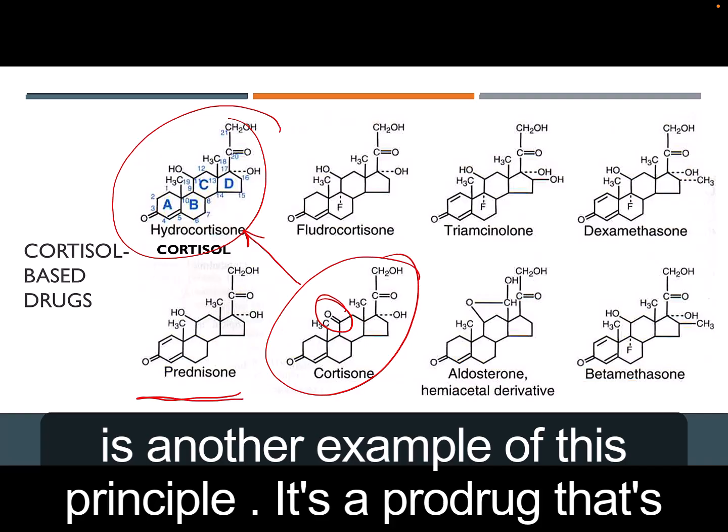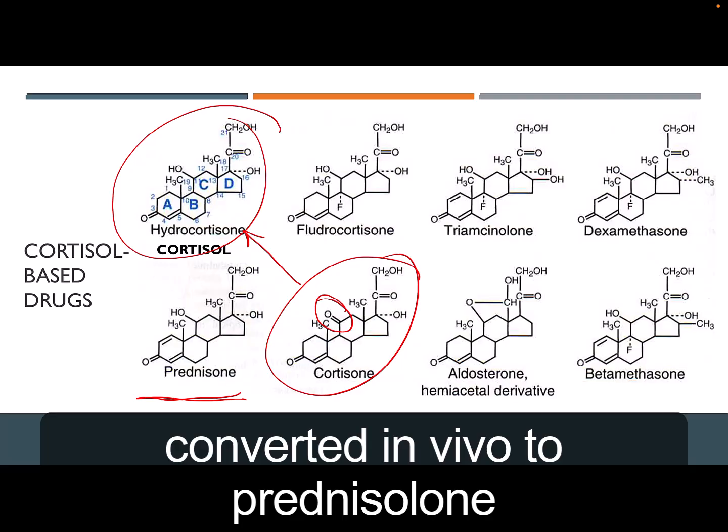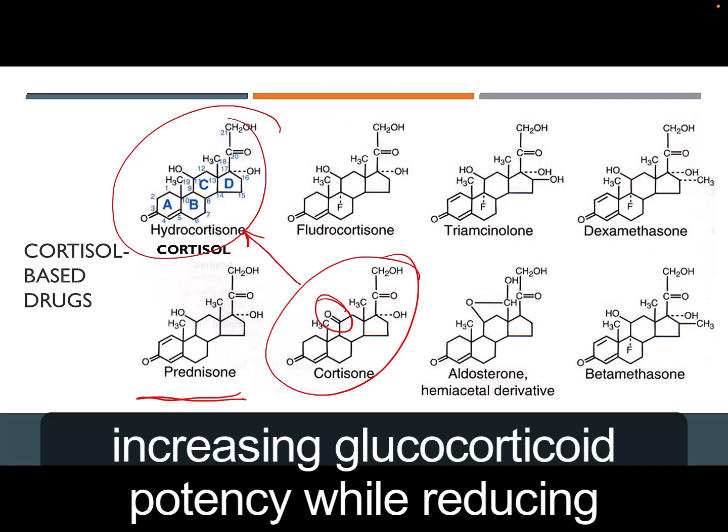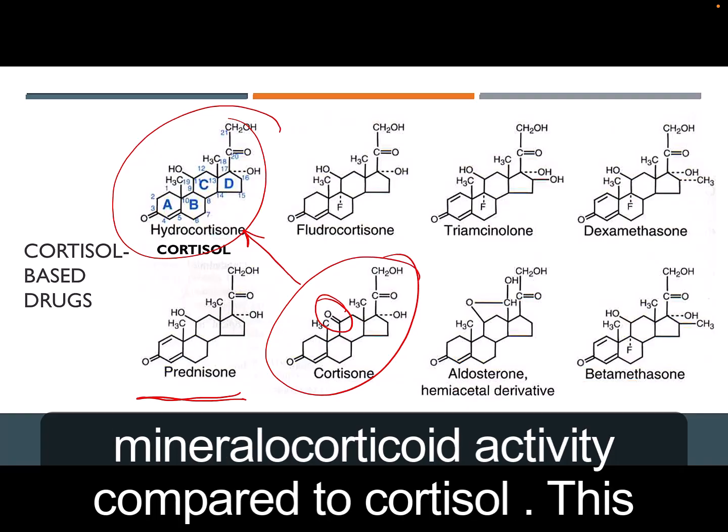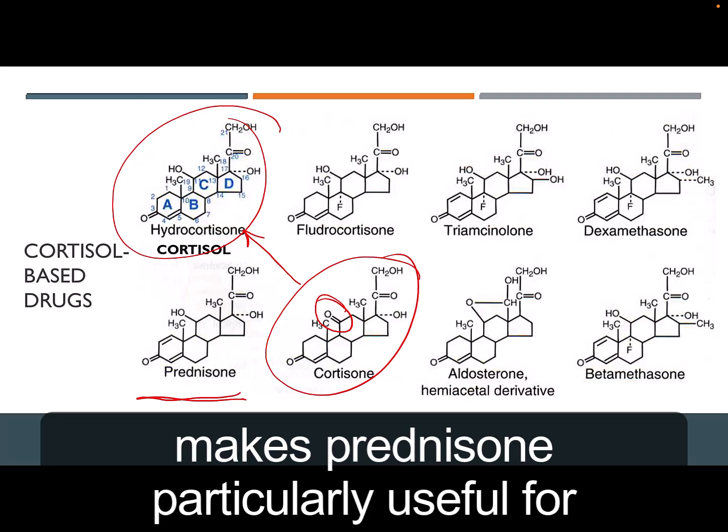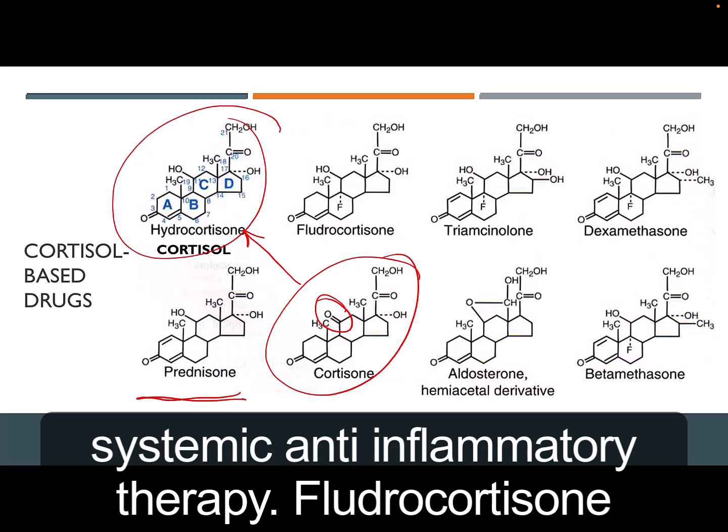Prednisone is another example of this principle. It's a prodrug that's converted in vivo to prednisolone, increasing glucocorticoid potency while reducing mineralocorticoid activity compared to cortisol. This makes prednisone particularly useful for systemic anti-inflammatory therapy.